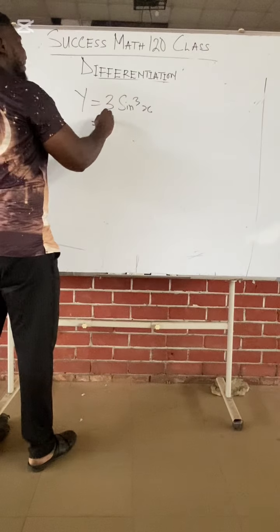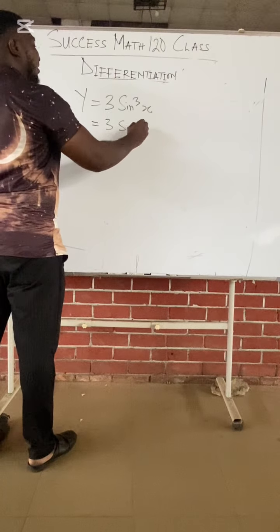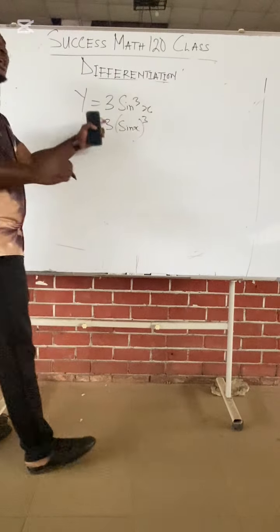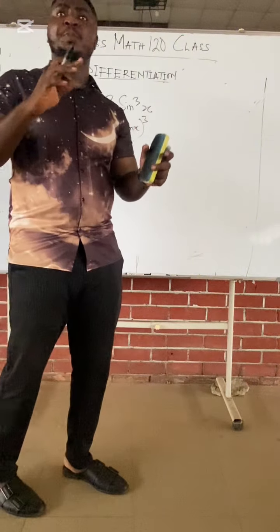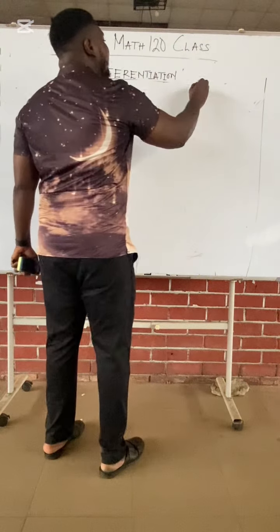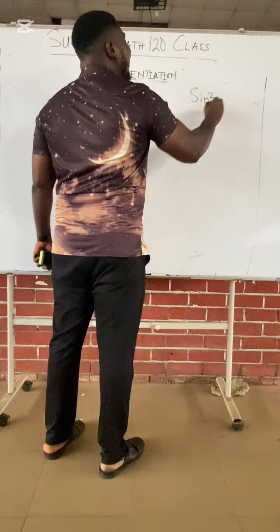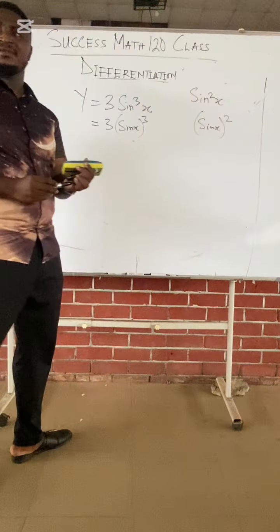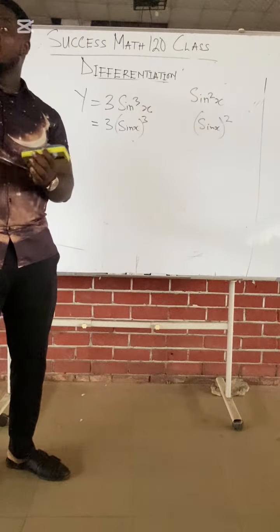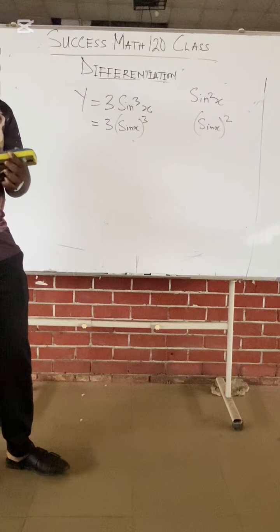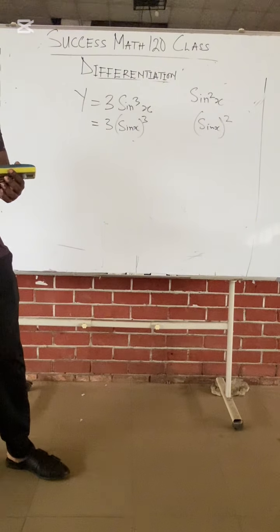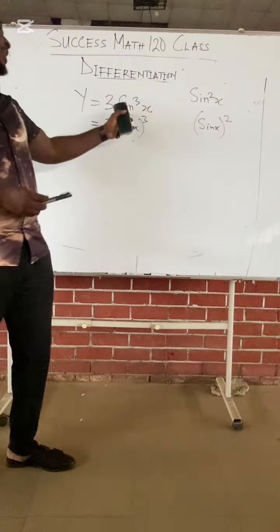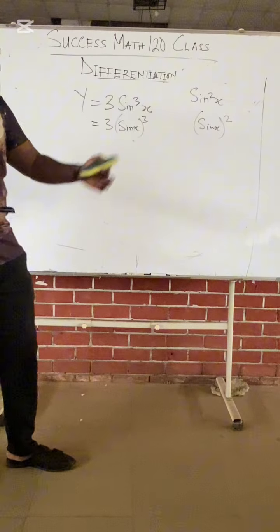It is the same thing as 3 times sine x all raised to power 3. Class, sine cube of x is sine x all raised to power 3. If someone says sine square x, it means sine x all squared. So sine cube of x is sine x all cubed. Follow me.